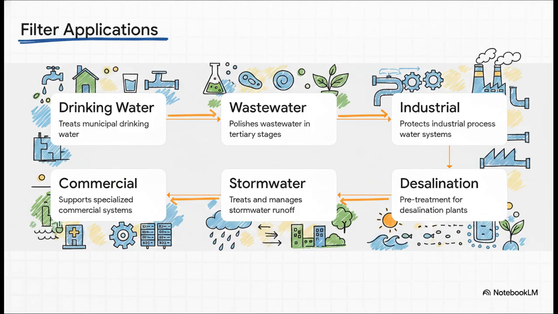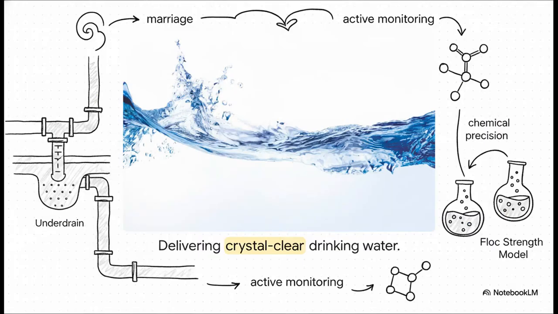3, they protect boilers and cooling systems in industrial process water for huge factories. 4, they act as critical pretreatment in giant desalination plants, shielding those supersensitive reverse osmosis membranes from ocean silt. 5, they manage urban stormwater runoff. And 6, their compact designs are even tucked away in the mechanical rooms of specialized commercial systems, like the ones you'd find in hospitals and data centers. They are literally everywhere. And honestly, it all leads to this: beautiful, pristine, crystal clear water.